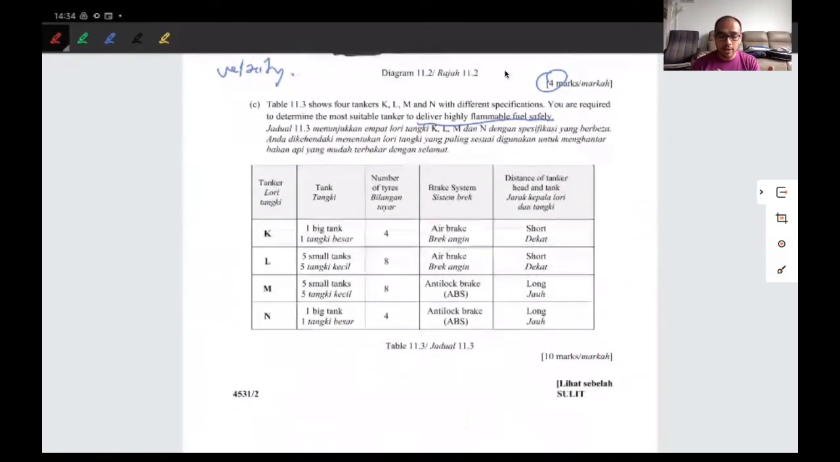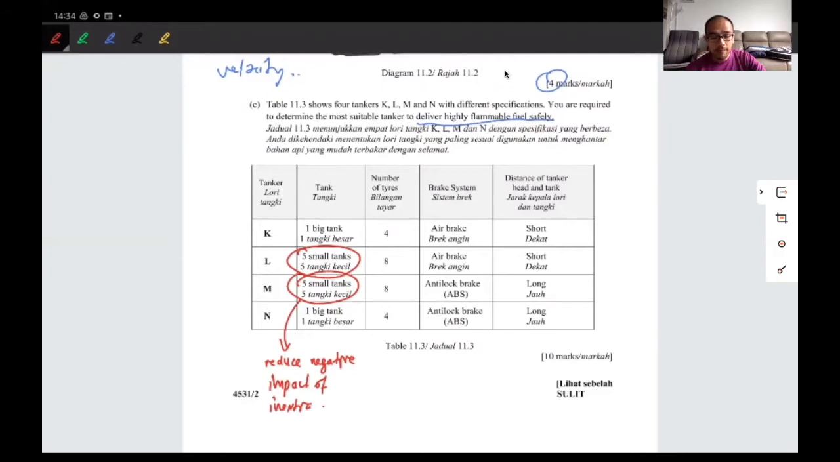Okay, so let's talk in terms of the tanks. You want to have 1 big tank or 5 small tanks? Obviously, you want to have 5 small tanks, and the reason for this would be to reduce the negative impact of inertia. That's a good answer: reduce the negative impact of inertia.